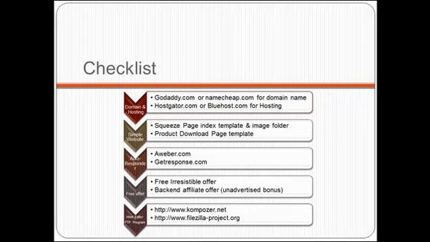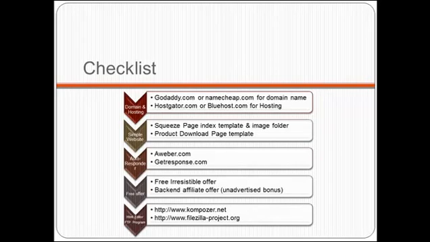And the next thing you of course need to do any kind of list building is you need a software to be able to track your subscribers. And the software that's recommended and most widely used is Aweber.com, or GetResponse, which can be found at GetResponse.com. So there's two options there for you to choose from. And then you also need that free offer, that free irresistible offer, and then that back-end affiliate offer so that you can make additional commissions off your download page.